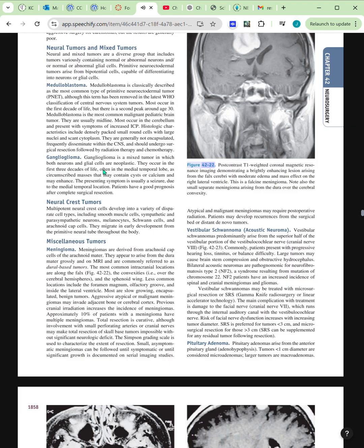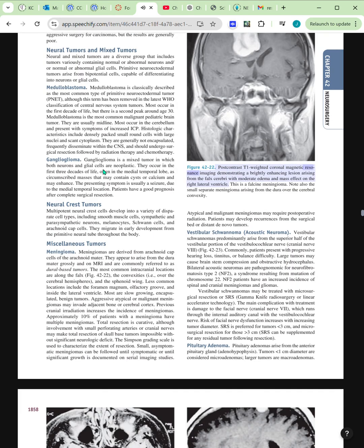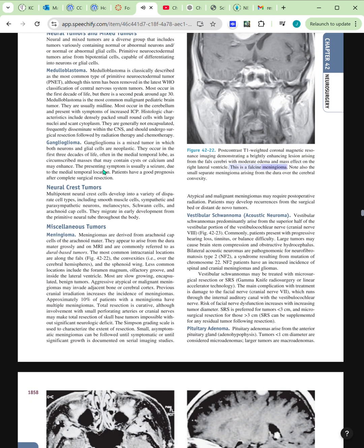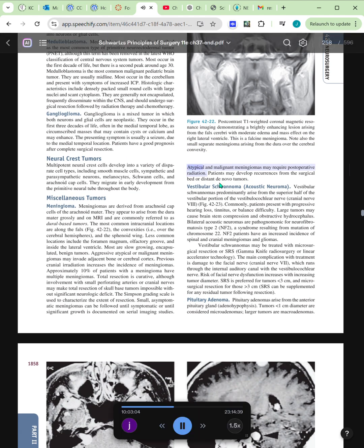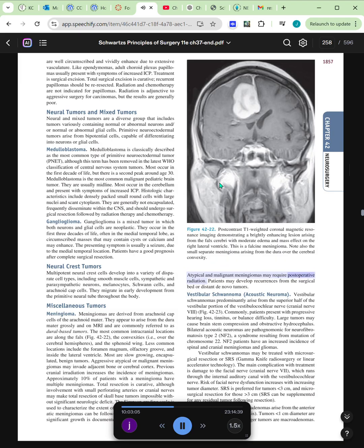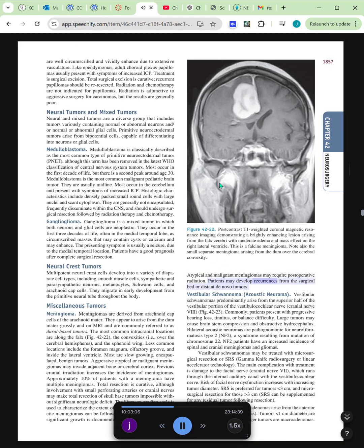Figure 42-22. Post-contrast T1 weighted coronal magnetic resonance imaging demonstrating a brightly enhancing lesion arising from the falx cerebri with moderate edema and mass effect on the right lateral ventricle. This is a falcine meningioma. Note also the small separate meningioma arising from the dura over the cerebral convexity. Atypical and malignant meningiomas may require postoperative radiation. Patients may develop recurrences from the surgical bed or distant de novo tumors.